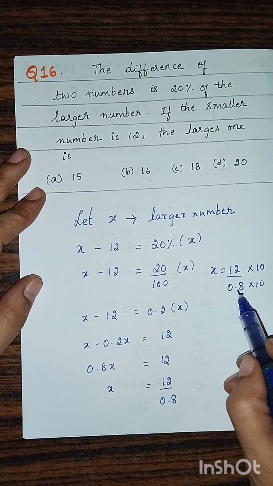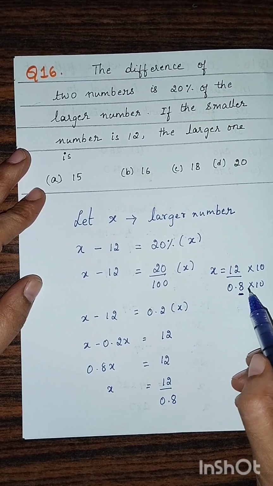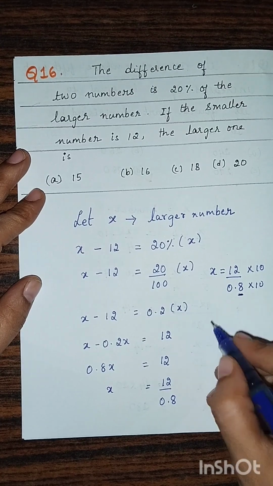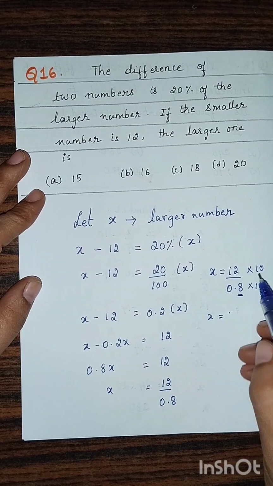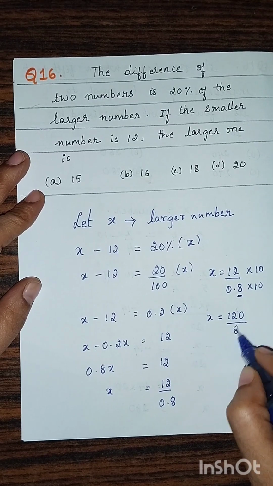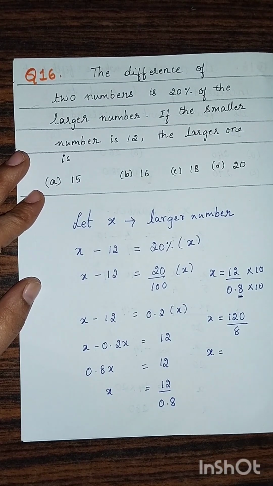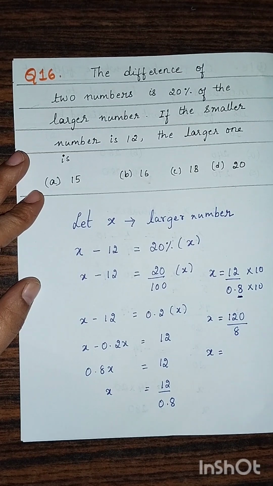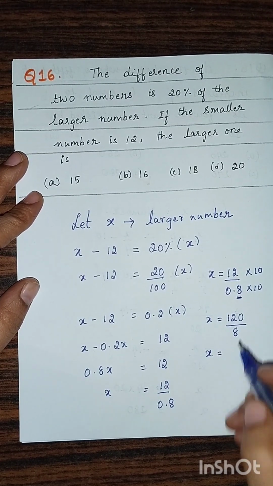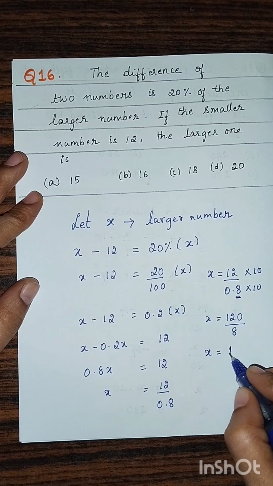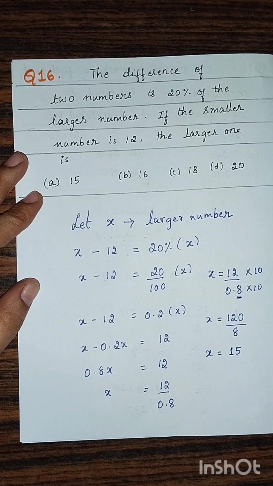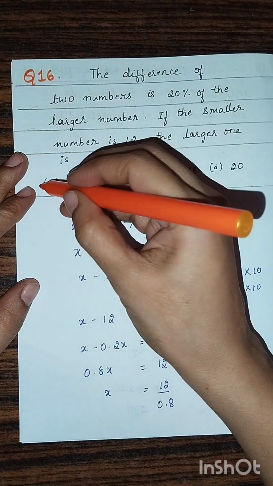Suppose if we had 0.87 or 0.83, when we had the hundredths place, we will multiply by 100. So now we have multiplied by 10 here. Now 12 into 10 will be 120. 0.8 into 10 will be 8. So x will be equal to, now we will divide this by 8. So you will get 8 times 1 is 8, remainder 4, 8 times 5 is 40. So the correct option is A.